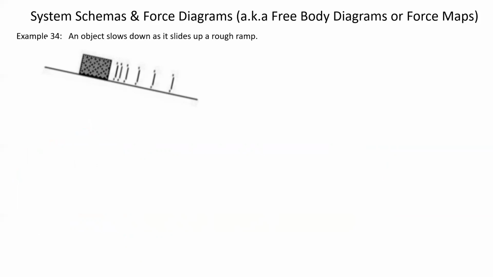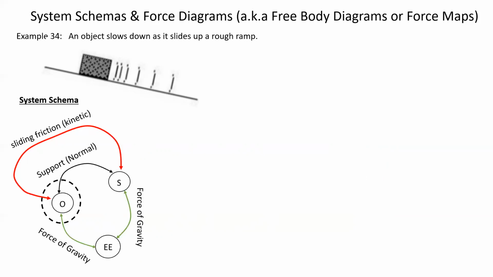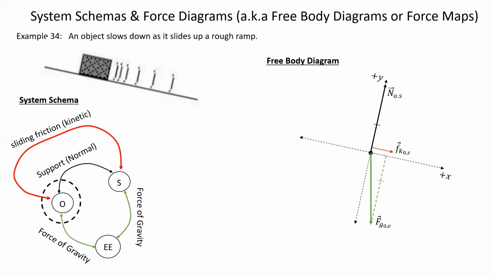An object slows down as it slides up a rough ramp. So evidently somebody gave it a toss and it's sliding up this rough ramp and slowing down. Again, we have sliding friction, kinetic friction, acting on this, and we have a support force and a gravitational force. It looks similar to last time, but since it's sliding up the ramp, friction has to oppose the motion between the surfaces, and so the friction force must be down the ramp.